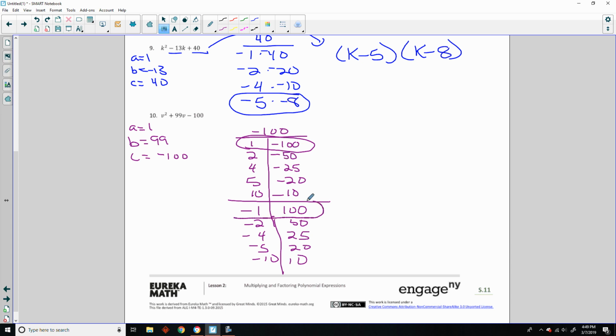Here are our two factors of c. This is c, factors of c that add up to b. 100 plus a negative 1 is 99. So my answer is v minus 1 times v plus 100. Okay?